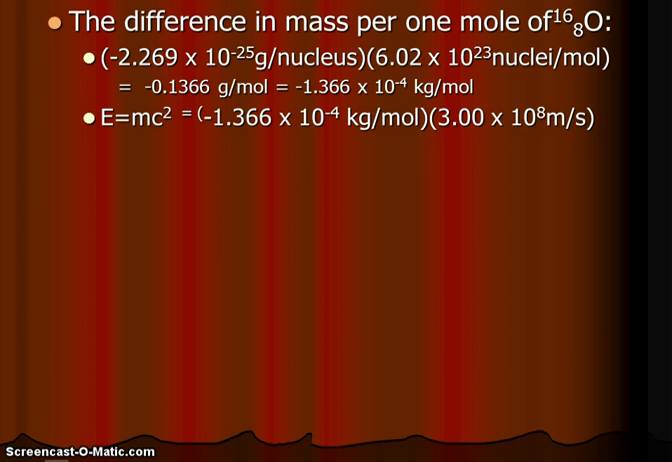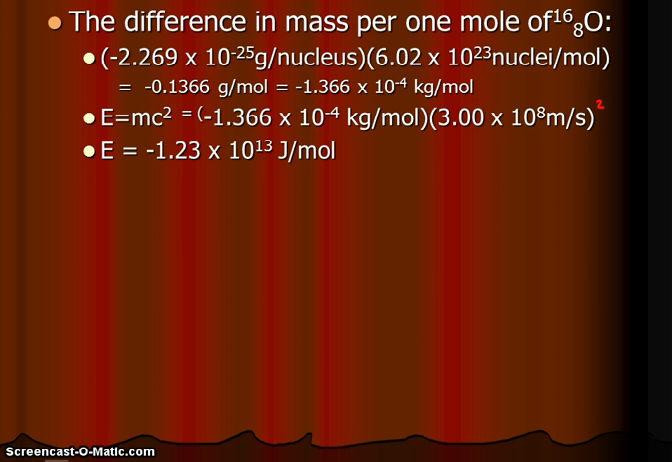Now we're going to look at where that mass actually goes. And what we're going to be dealing with is that E equals mc squared value, where the mass is actually going to be converted into energy. So we take that negative 1.366 times 10 to the minus 4 kilograms per mole, multiply it by the speed of light, and there should be a square here, so the speed of light squared, and that's going to give us negative 1.23 times 10 to the 13 joules per mole.